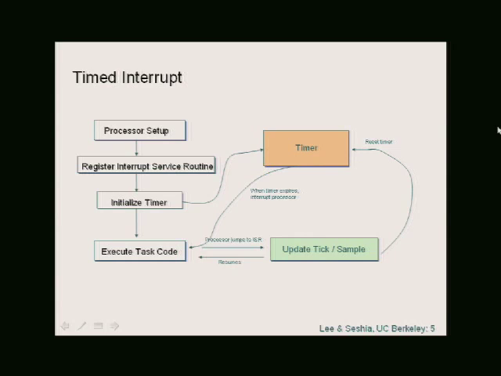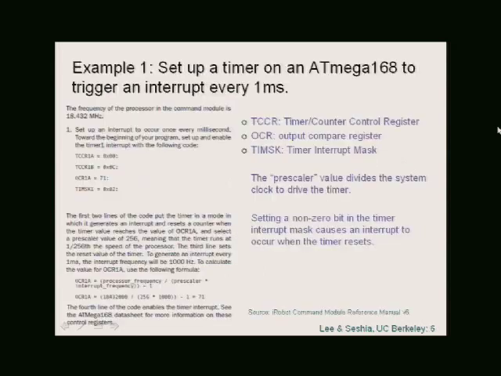Okay, so let's take a look at two ways of implementing the timer interrupt. The first example is setting up a timed interrupt on the Atmega 168 to trigger an interrupt every 1 millisecond. Then we'll see another example of how to do it on the Luminary Micro. Every microcontroller board is different, so you have to go back and read the manual to see how to implement this. And you'll see there's quite a variation in the way to do this.